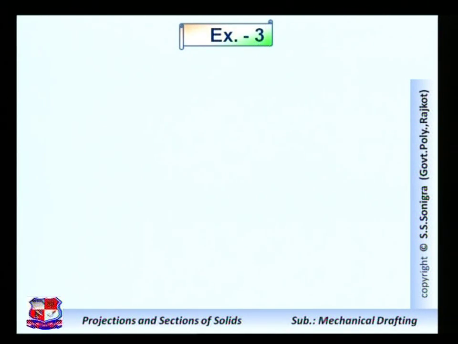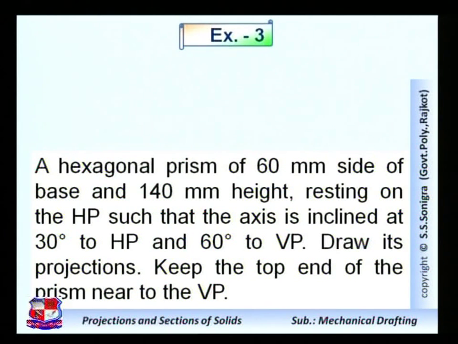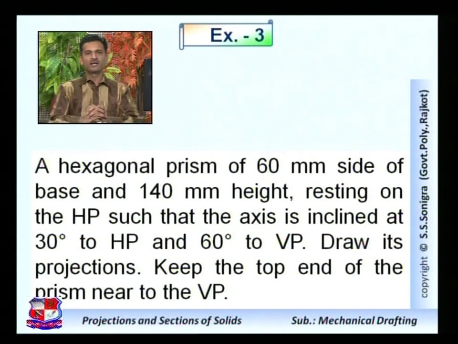Now example number 3. The data is given like this. A hexagonal prism of 60 mm side of the base and 40 mm height resting on the HP such that the axis is inclined at 30 degree to HP and 60 degree to VP. Draw its projections. Keep the top end of the prism nearer to the vertical plane.